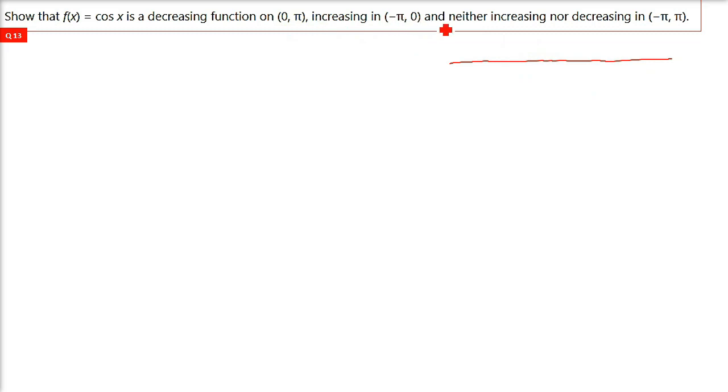So I am not making the number line. I am just trying to show you what they want. They are saying that we have negative pi and pi. There is a 0 in between. They are asking that this function cos x is going to decrease in 0 to pi. It is going to increase in negative pi to 0, and between negative pi to pi, if a function is increasing also and decreasing also in a given range, that means that function is neither increasing nor decreasing. That is, sometimes it is increasing, sometimes it is decreasing, or vice versa. That means if we are able to show decreasing and increasing in the separate intervals, then in the combined interval, it is not going to increase or decrease either.